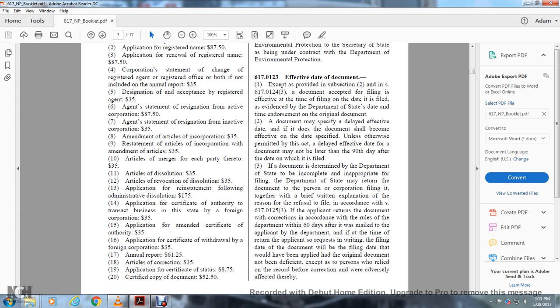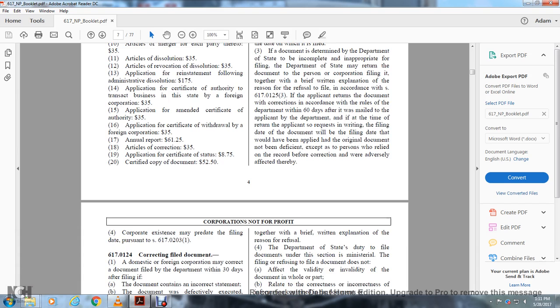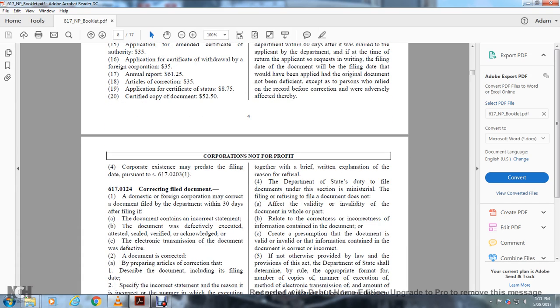and at the time of the return the applicant so requests in writing, the filing date of the document will be the filing date that would have applied to the original document that was not deficient, except as to a person who relied on the record before correction and would be adversely affected thereby. Corporate existence may predate the filing date pursuant to statute 617.0203.